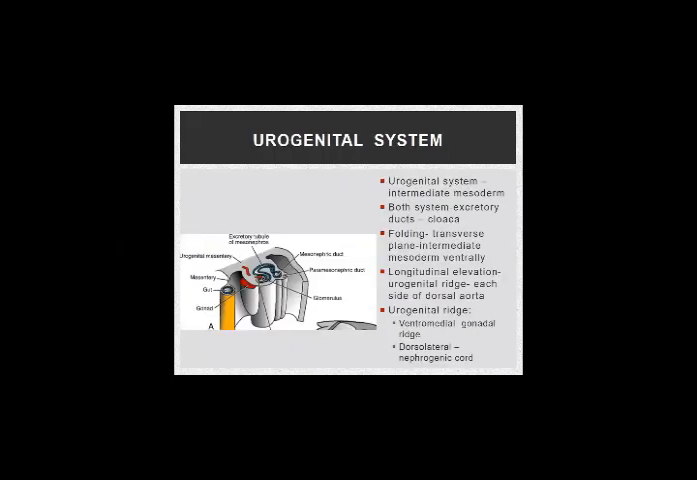Now, just a quick recap. The urogenital system, urinary system plus the genital system, they both develop from intermediate mesoderm. And the duct system of both the urinary system and genital system open into the cloaca. We've already discussed that the mesonephric duct of the urinary system opens into the cloaca. Similarly, the ducts of the genital system also open into the cloaca.